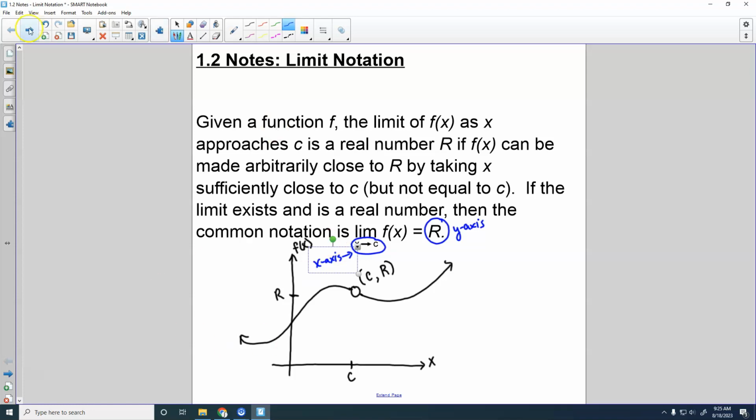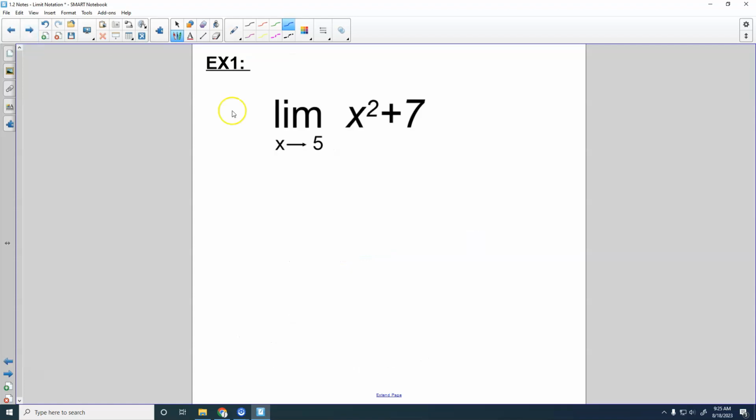So let's look at some problems. We're not working them out right now. We're just writing them out, okay? So if I see something like this, I just want us to write it out in words. What we could say for this one, it doesn't have an answer. It doesn't say that this equals something. This is the limit as x approaches 5 of x squared plus 7.